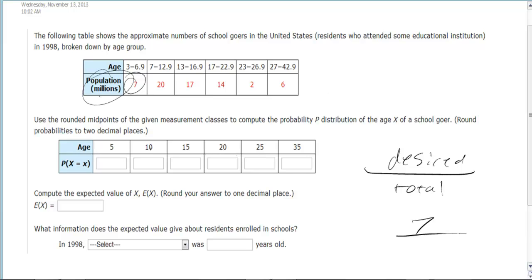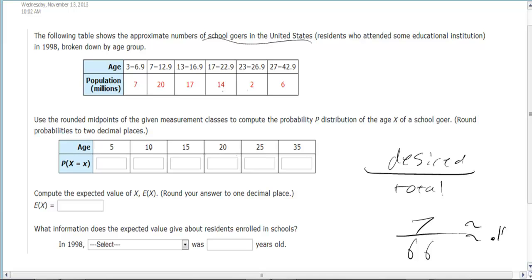Yeah, so 7 million, but we don't need to worry about that because the total will be in millions as well. So then the total, when I add up all these numbers, is 66. So 7 plus 20 plus 17 plus 14 plus 2 plus 6, that adds up to make 66. So the big idea here, what you're supposed to be seeing, is there are a total of 66 million people that are schoolgoers in the United States, and 7 million of them are in the age range of 3 to 6.9. So the probability of just picking one person at random and them being age 5 would be 7 divided by 66, which comes out to be approximately 0.106.